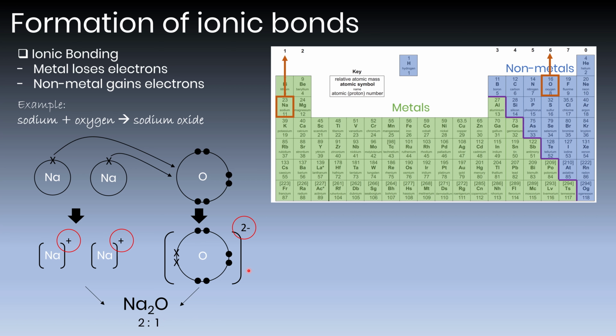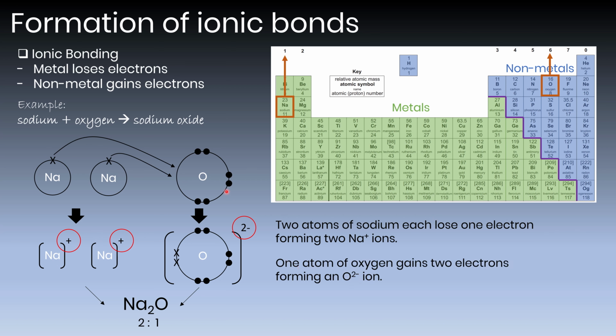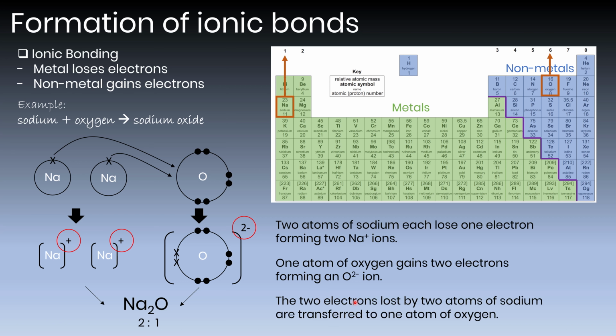Let's now try to word this. In the first stage, we needed 2 atoms of sodium to each lose 1 electron. This formed 2 Na+ ions. 1 atom of oxygen gained 2 electrons, and this formed a singular O2- ion. Finally, we'll describe the transfer of electrons. The 2 electrons lost by 2 atoms of sodium are transferred to 1 atom of oxygen.